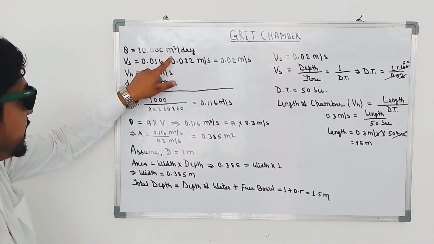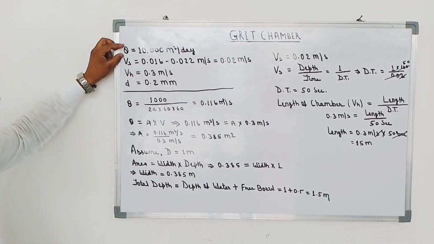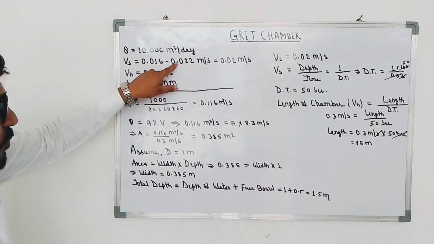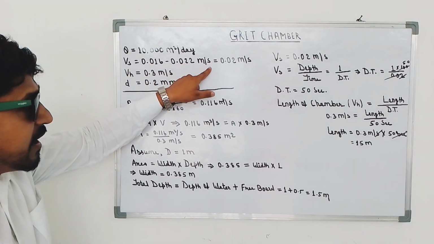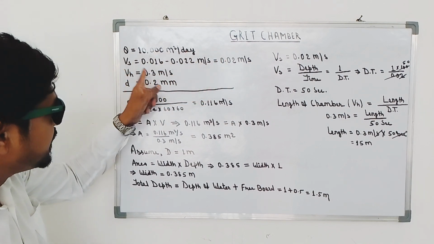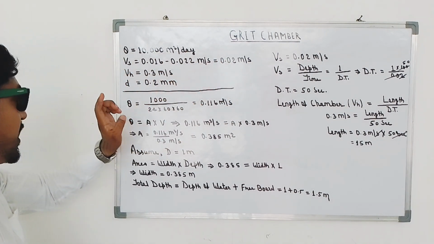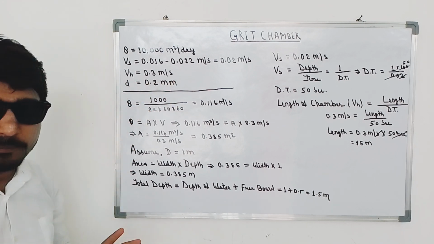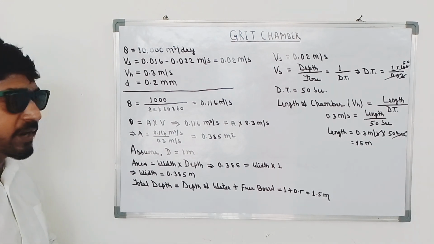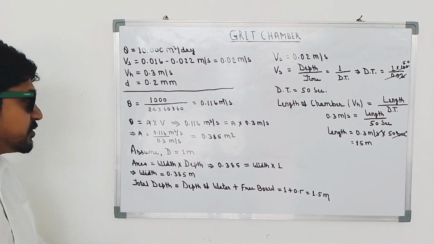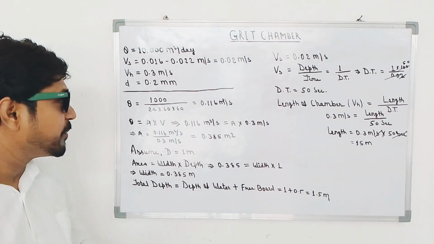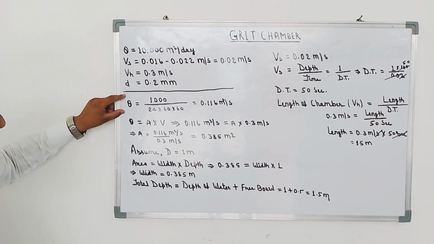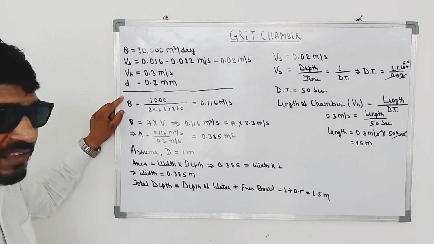It means 10 MLD, and Q is denoted as the discharge. The settling velocity is 0.016 to 0.022 meter per second, and generally we consider the settling velocity as 0.02 meter per second. The horizontal velocity is 0.3 meter per second and the diameter of the particle is 0.2 mm, that is 200 micron. So the particle which is settled in the chamber is 0.2 mm, and from this data we have to calculate the dimensions of the chamber, that is length and width.